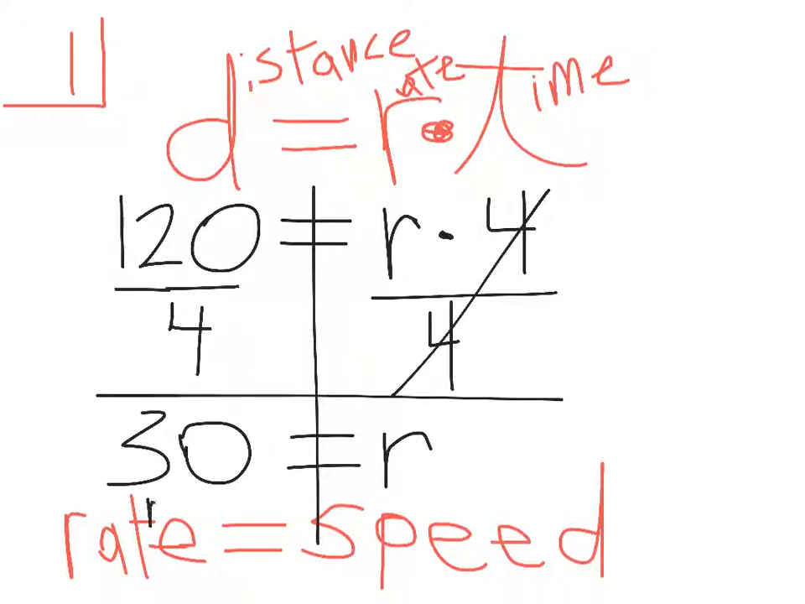And it wants the answer in miles per hour. So we end up with 30 miles per hour. You can check it if you throw it back in there. 30 times 4 is 120.